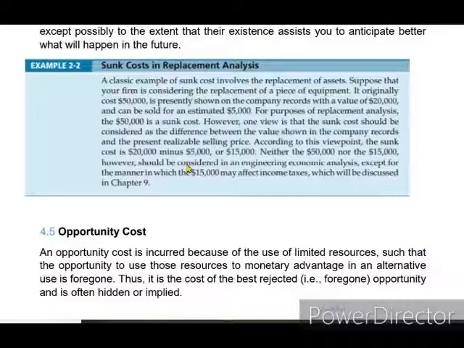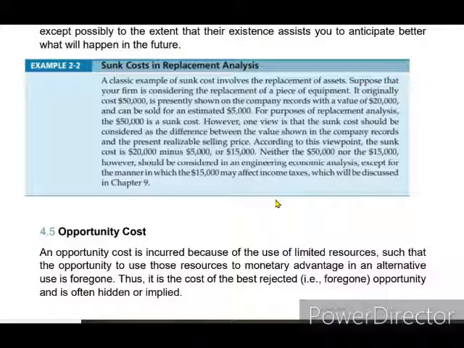Okay. However, one view is that the sunk cost should be considered as the difference between the value shown in the company records and the present realizable selling price. According to this viewpoint, the sunk cost is 20,000 minus 5,000 equals 15,000. Neither the 50,000 nor the 15,000, however, should be considered in an engineering economic analysis because it will not affect the future cost and revenue, except for the manner in which the 15,000 may affect income taxes.